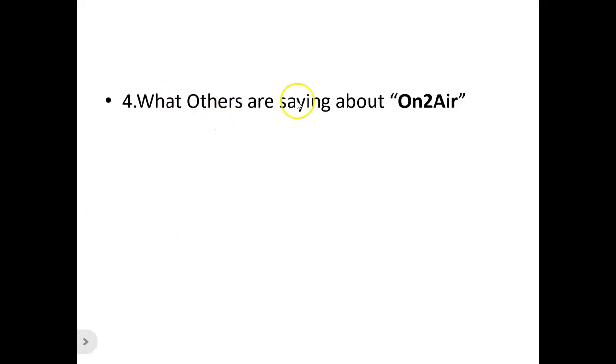We're also looking at what others are saying about On2Air, that is, the present and existing users of On2Air, what they are saying about it, which means you do not necessarily have to listen to all I have to say about On2Air, but you get to see what other users of On2Air are saying about it.